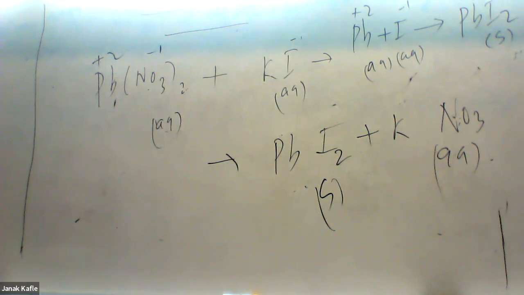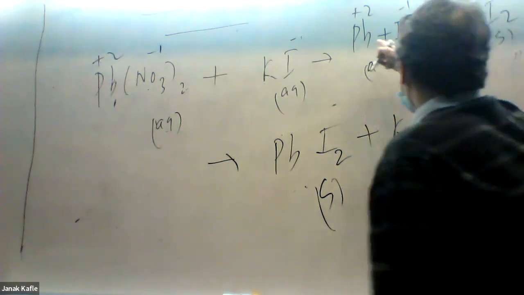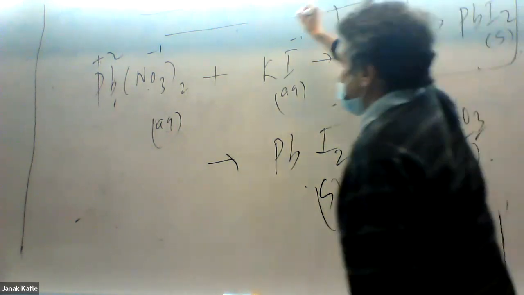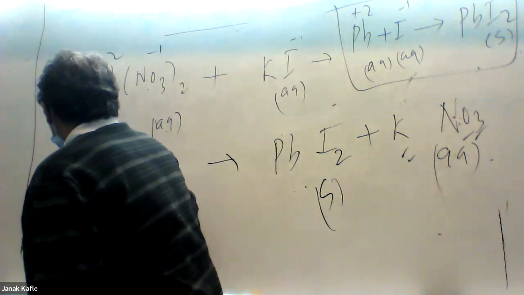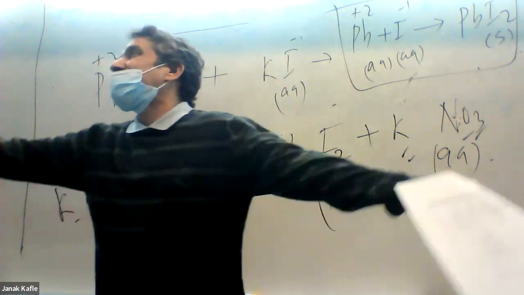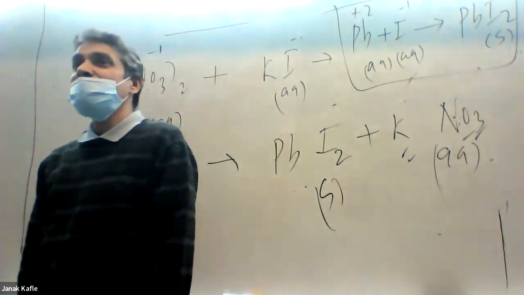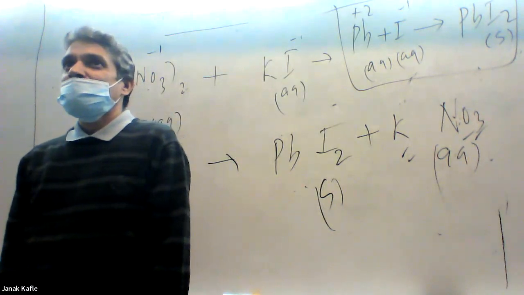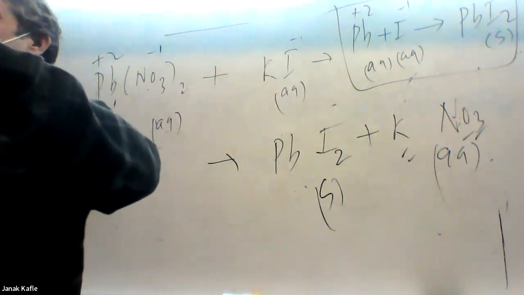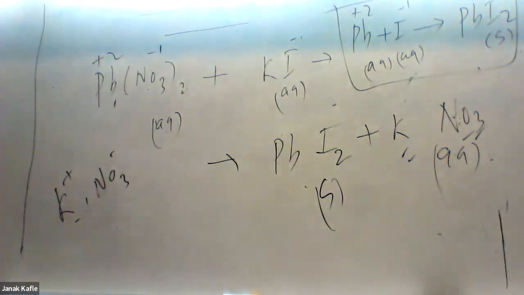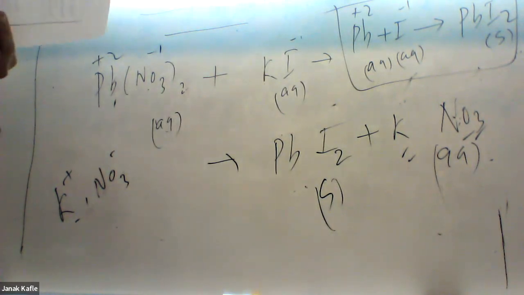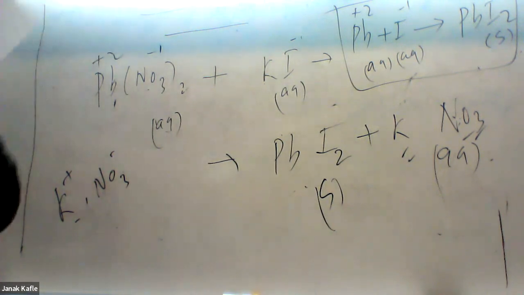Now, what is the spectator ion here? So I didn't write any K and any NO3 here in the net ionic equation. So K plus and NO3 minus are the spectator ions. Got it? So whatever solid forms, you identify the solid first, right? And then just take that solid and write the related ions, and that is called net ionic equation. And whatever is not in that net ionic equation, those are spectator ions.